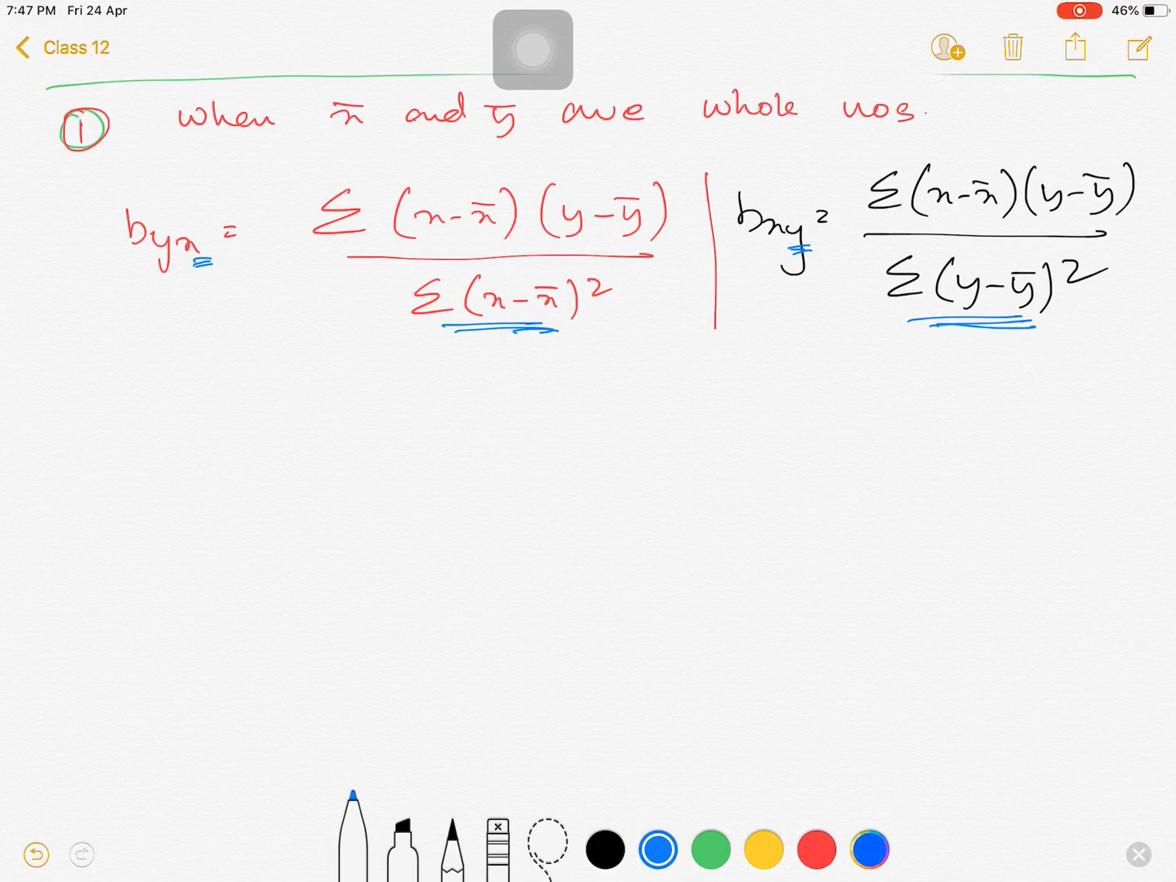When will you use this formula? By the way, formula 1, when x bar and y bar are whole numbers. That means no decimal, no fractions, but very simple whole numbers. Then this formula would become very, very easy.